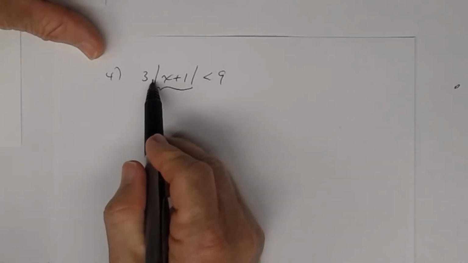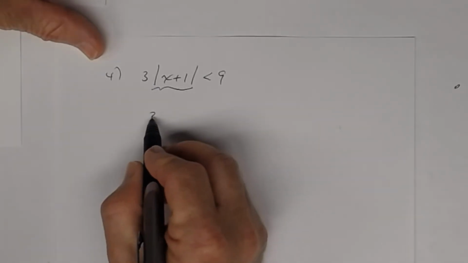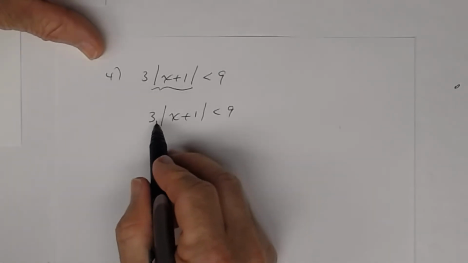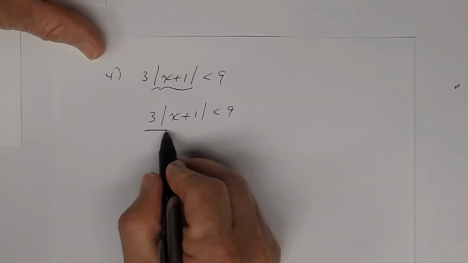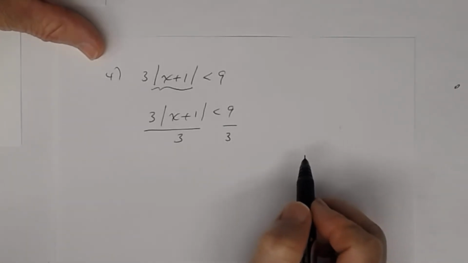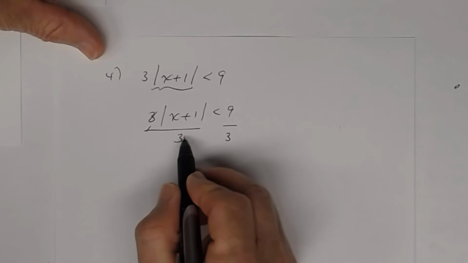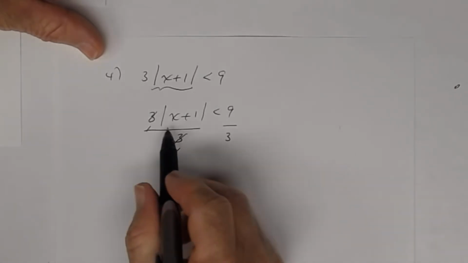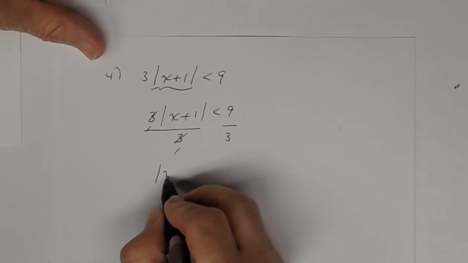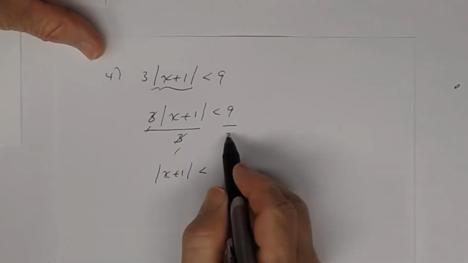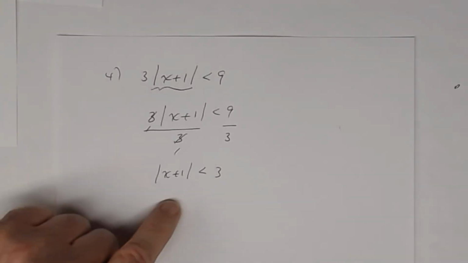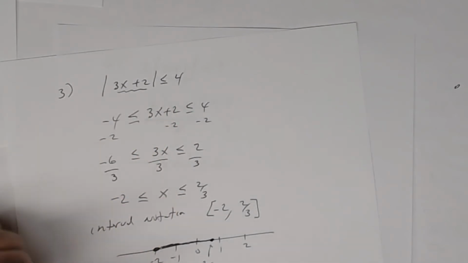So right now, I'm multiplying by 3. Let me go ahead and rewrite this over. The opposite of multiplying by 3 is to divide both sides by 3. So 3 divided by 3 is 1, 3 divided by 3 is 1. So I get the absolute value of x plus 1, which is what this is now, is less than, and 9 divided by 3 is 3. So now this right here looks like this, right?